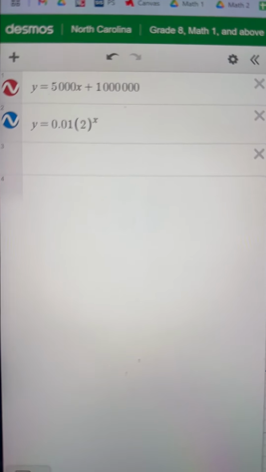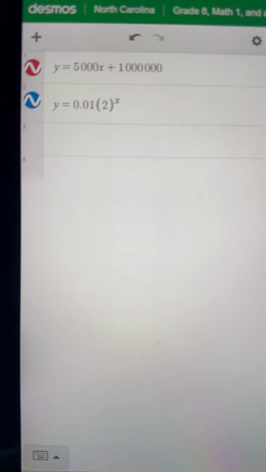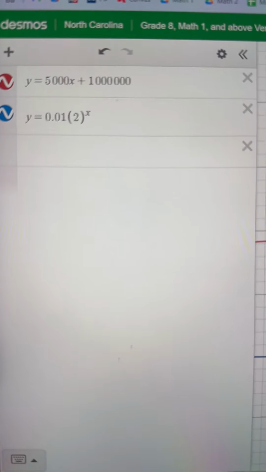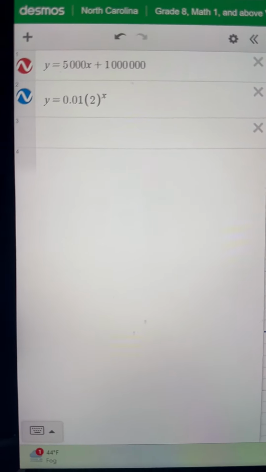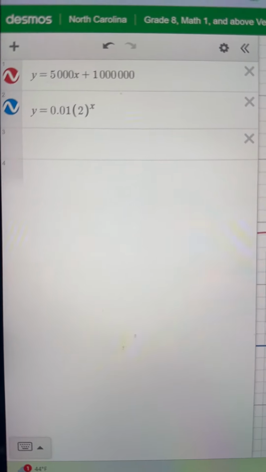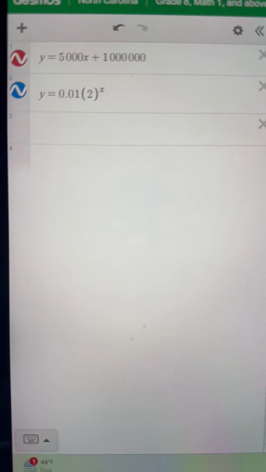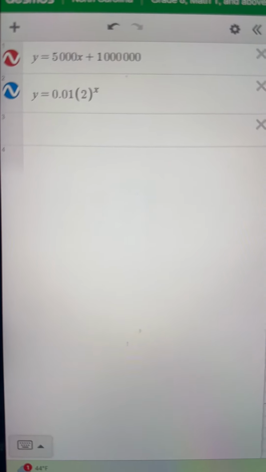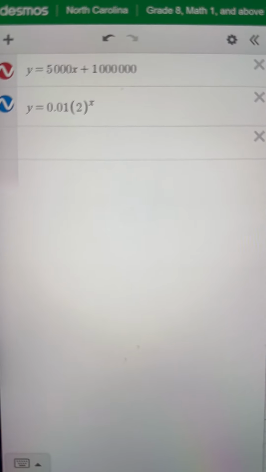All right, do you guys remember when we talked about the penny problem and we looked at two different equations? I said if I gave you a penny and it was doubled every day for a maximum of 30 days, how much money would you have? Versus if I gave you $1 million up front and then every day after that I added an additional $5,000 to your pay. So these are our two equations right here.